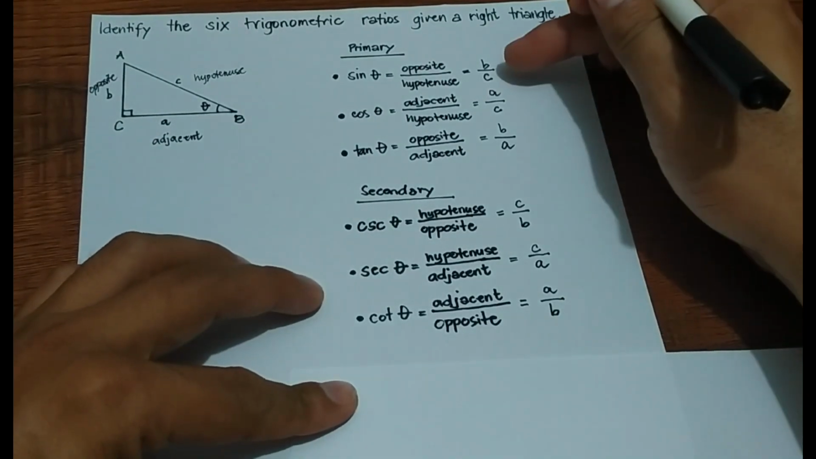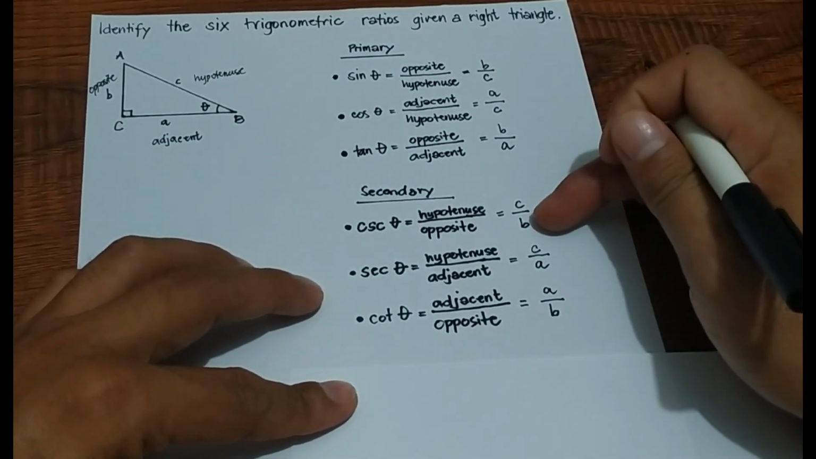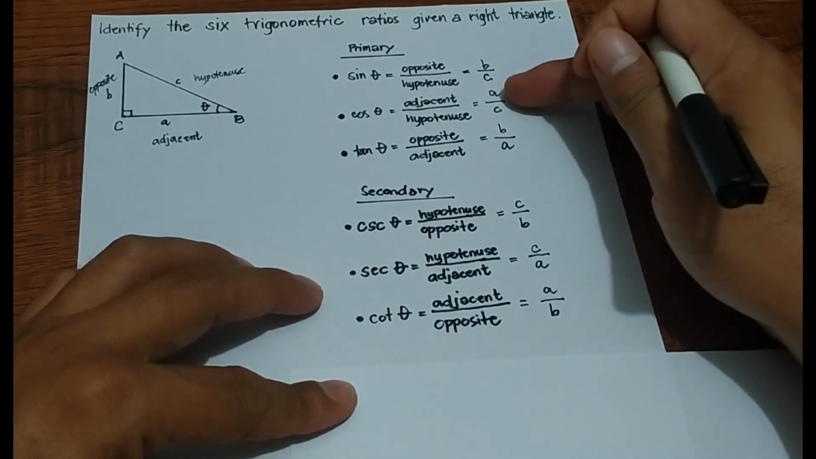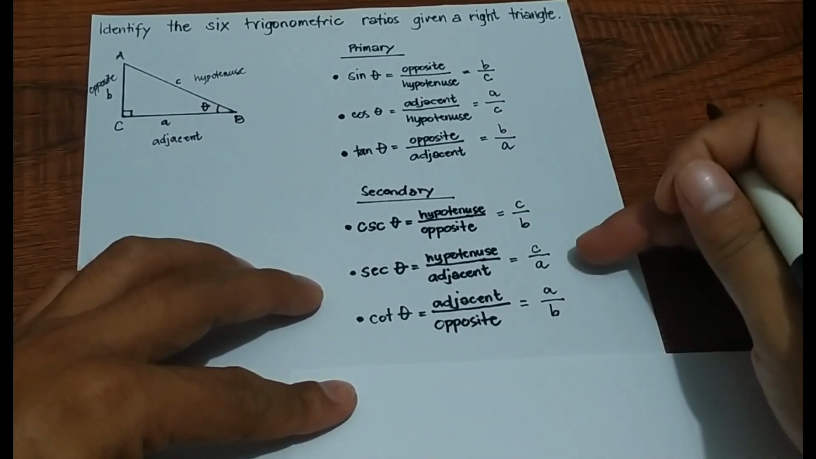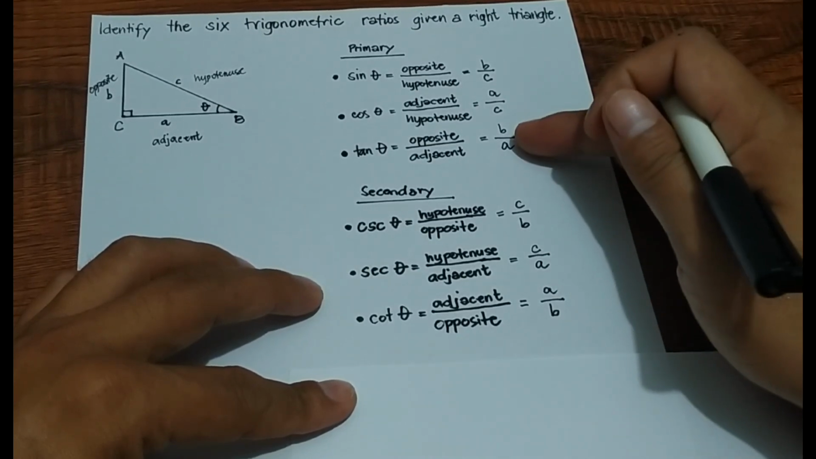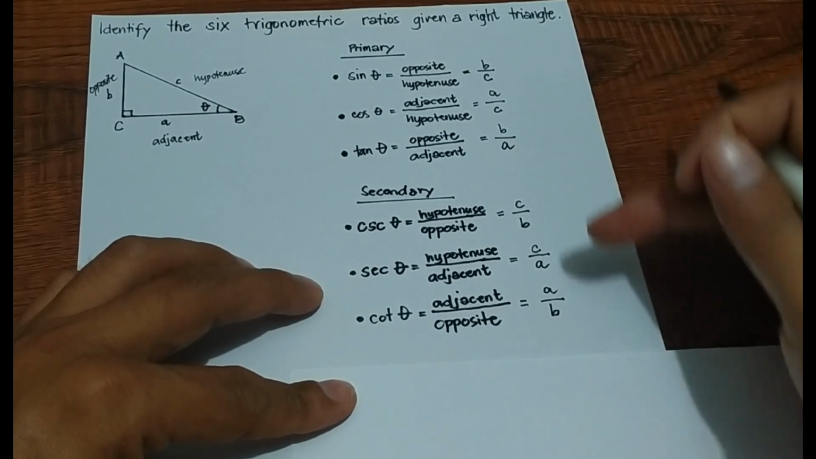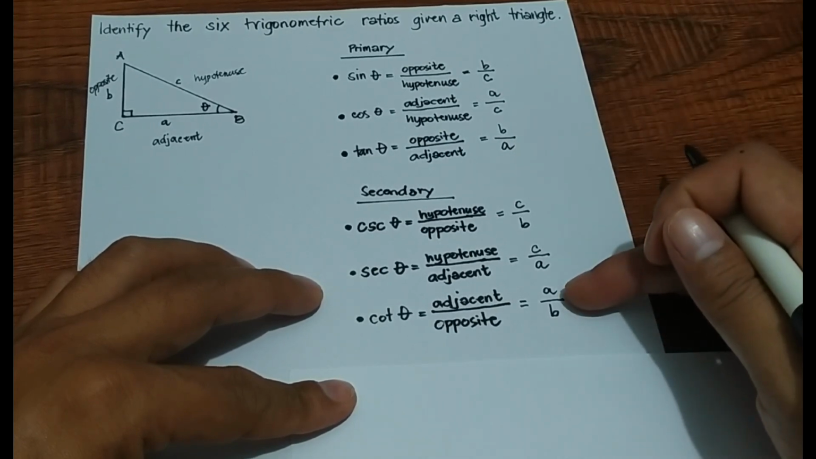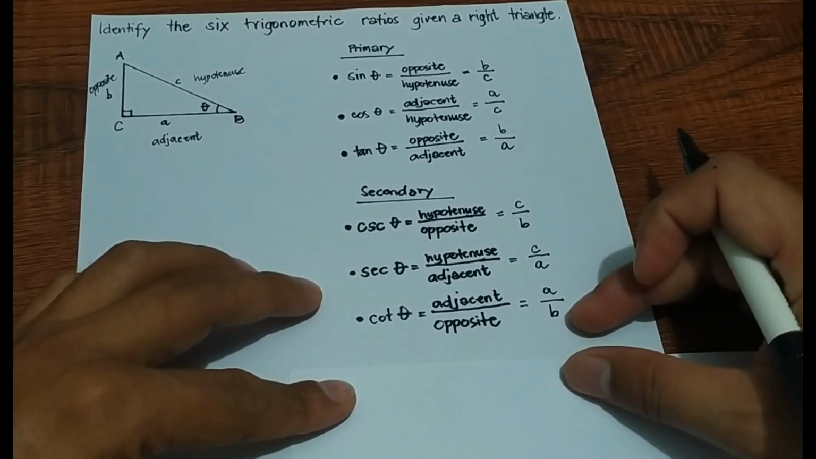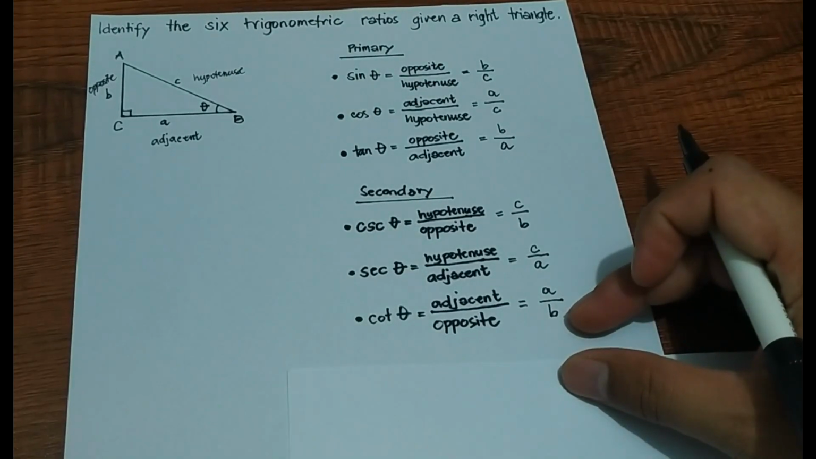So if you take a look at this, sine is B over C, and cosecant is C over B. Cosine is A over C, and here secant is C over A. Same thing with tangent, B over A, and for the cotangent, that is the reciprocal, so that is A over B. Is that clear now? Okay.